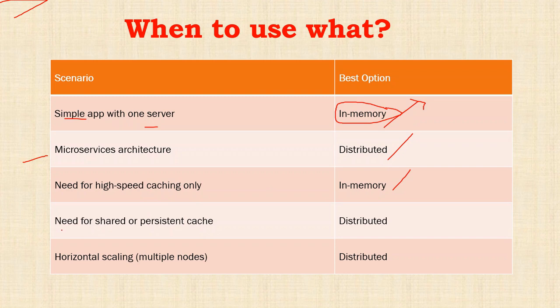If you need a shared or persistent cache, then distributed. Shared means we use this shared mechanism in microservices architecture. If you want to share your cache-related data, then it is good to use distributed. And if you need horizontal scaling and multiple nodes are there, then you can use distributed. So this is the table by which you can easily understand where to use the in-memory caching mechanism and where to use the distributed caching mechanism.